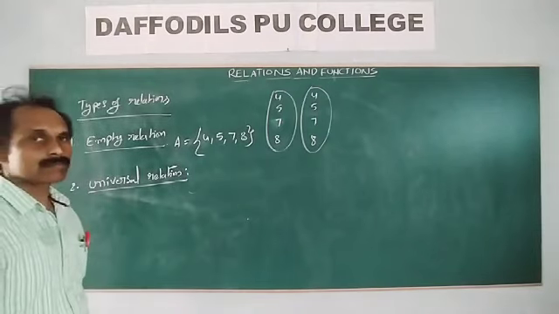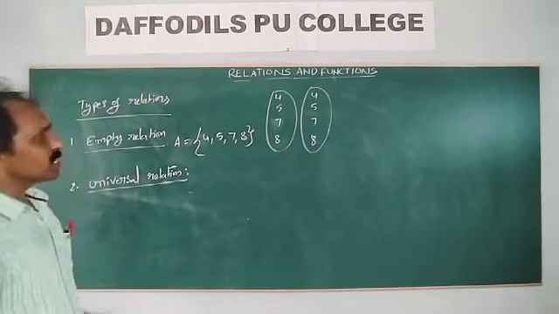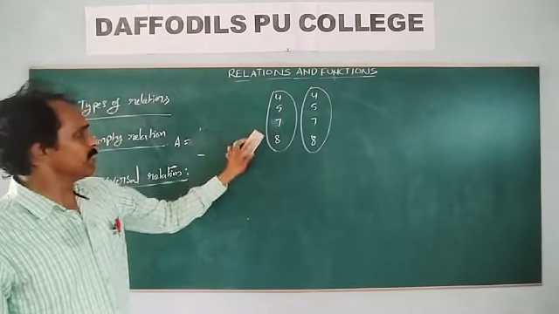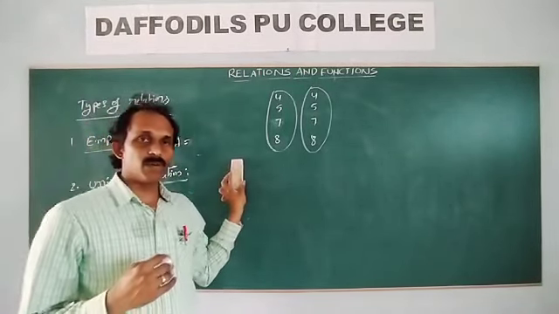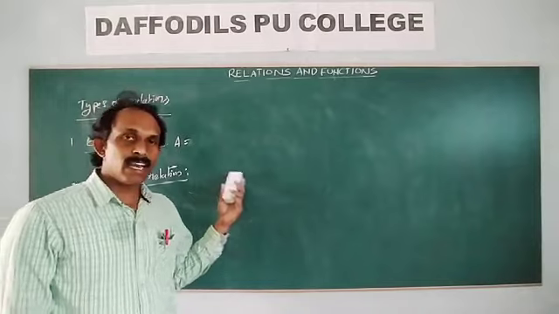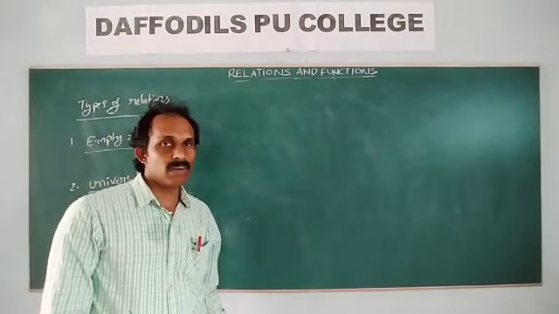Universal relation. Every element of A is related to each element of B. Every element of A is related to each element of A.